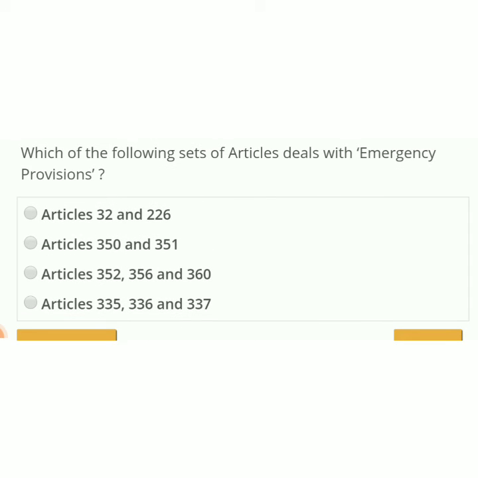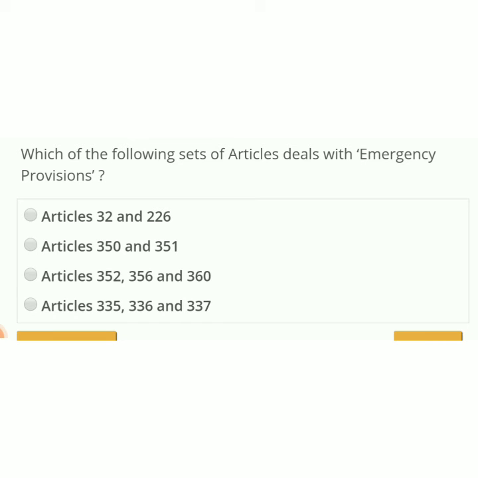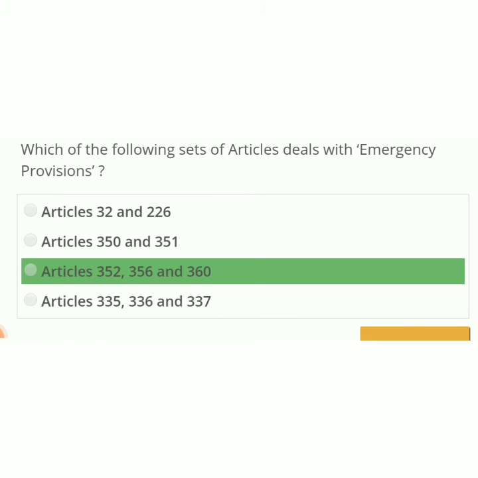Which of the following sets of articles deal with the emergency provision? Article 32 and 226, Article 350 and 351, Article 352, 356 and 360, or Article 335, 336 and 337. The set of articles that deal with emergency provision is Article 352, 356 and 360.